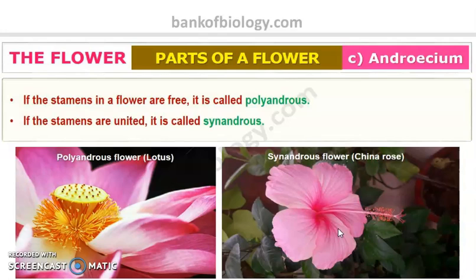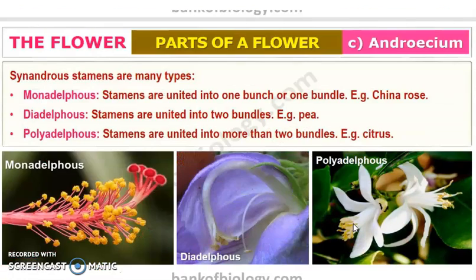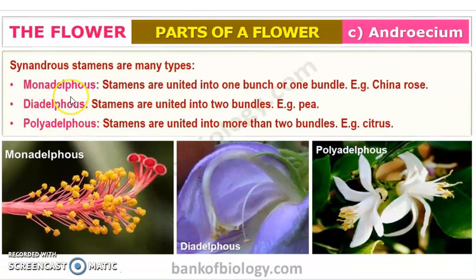So this synandrous condition is not the same in all the flowers, right? This synandrous condition has many varying degrees. So it can again be divided into 3. Let us see what these 3 structures are. Synandrous stamens are of many types. They are monoadelphous, diadelphous, and polyadelphous. So these are the 3 types of synandrous stamens.